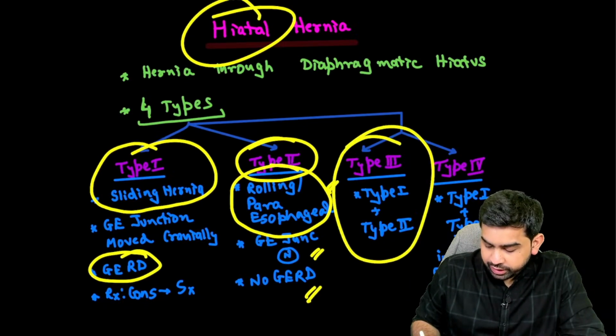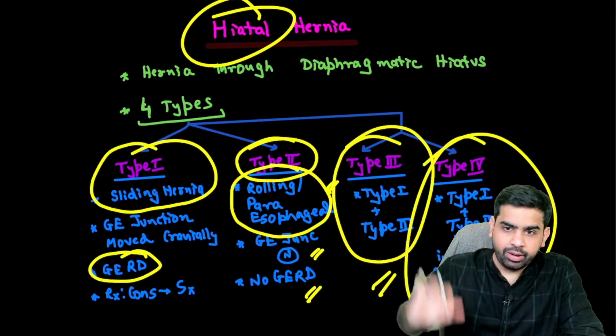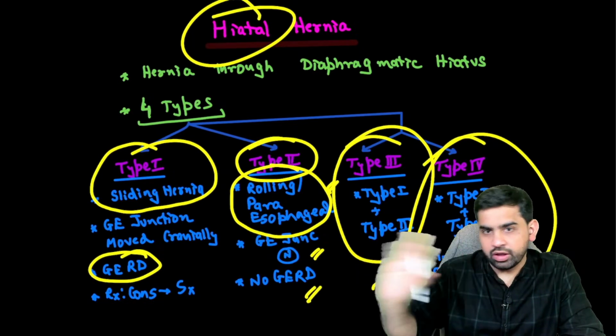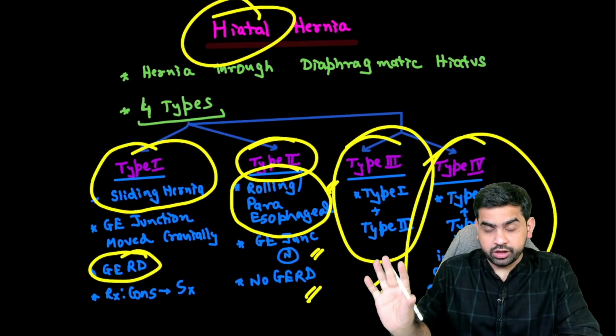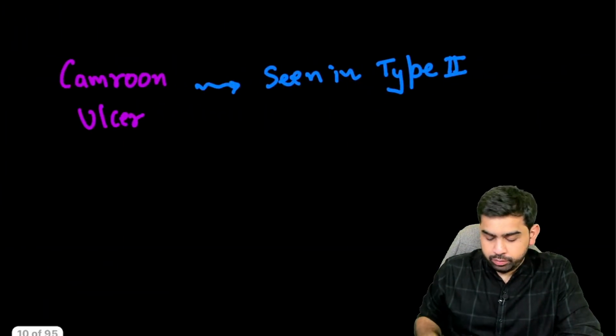What about type 3? Type 3 is basically type 1 and type 2 together. Type 4 is all these things, along with some intra-abdominal organ also going up, for example, the liver or the transverse colon or something like that. I hope you're able to understand this point. Type 1, type 2, type 3, type 4. These are the 4 types of hiatus hernia which you need to understand.